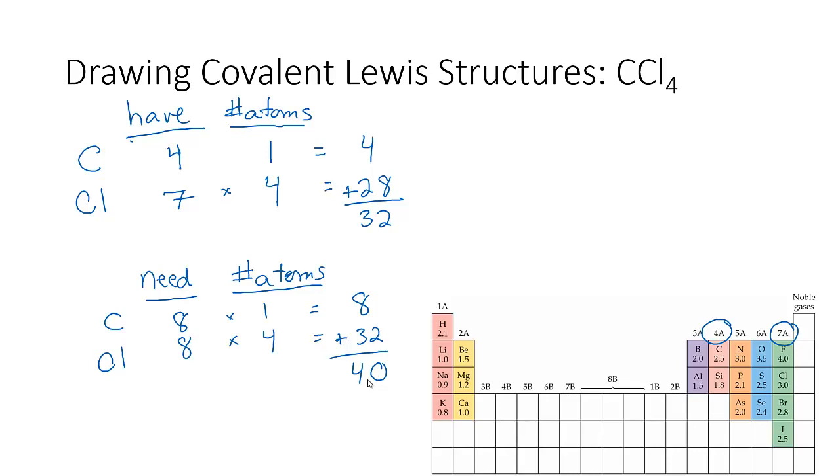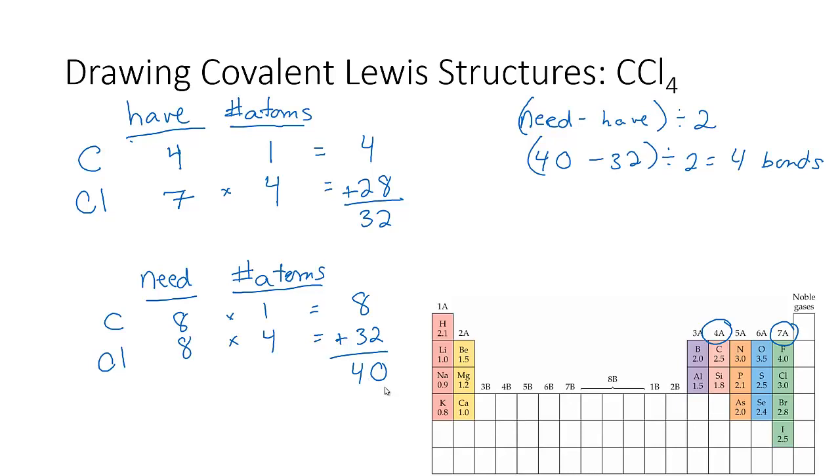So now I do the funny math where I go need minus have divided by 2. 40 minus 32 gives me 8. 8 divided by 2 gives me 4 bonds. So I place my least electronegative atom in the middle, which is carbon. I place that in the middle, and I put 4 chlorines around it. That's my skeleton. That's what we call it, because it's just the bones.